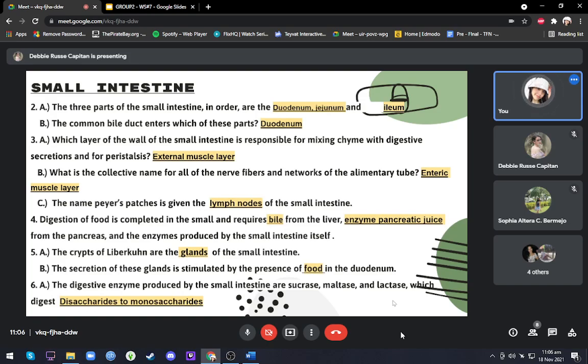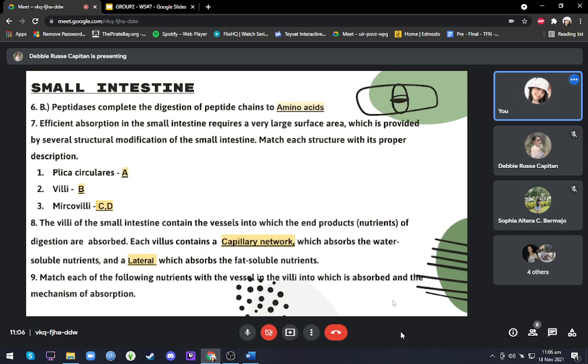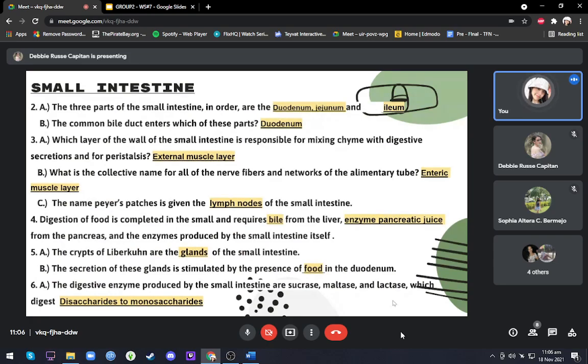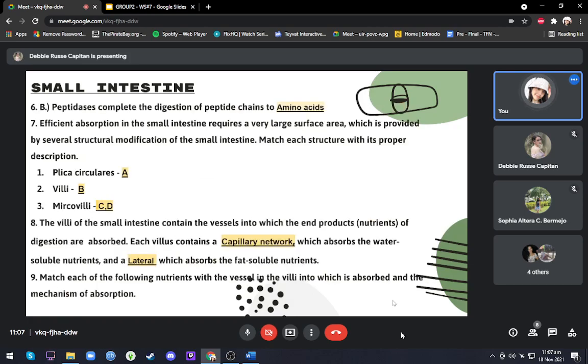5A. The crypts of Lieberkühn are the glands of the small intestine. B. The secretion of these glands is stimulated by the presence of food in the duodenum. 6A. The digestive enzymes produced by the small intestine are sucrase, maltase, and lactase, which digest disaccharides to monosaccharides. Next. B. The peptidases complete the digestion of peptide chains to amino acids.